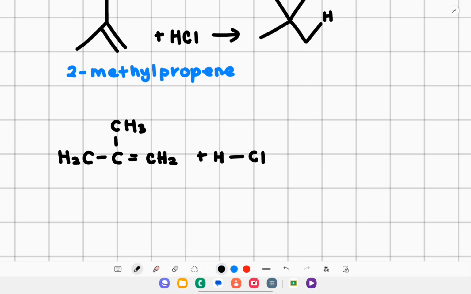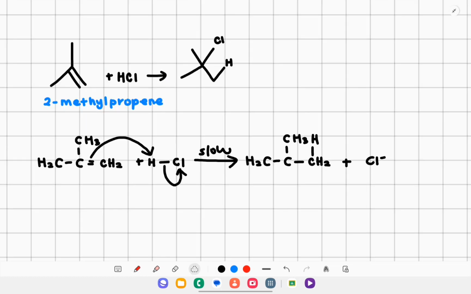The next step is the nucleophile site will attack the electrophile site, causing the HCl bond to break and the Cl to become Cl⁻ ion. This step is a slow process. The activation energy for breaking the pi bond and initiating the reaction is relatively high, making this step slow compared to subsequent steps.